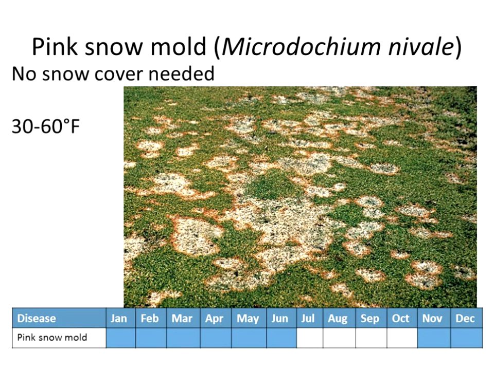The next thing I wanted to mention is something called pink snow mold. This is a different kind of snow mold. You don't actually need snow cover for this to be a problem. It likes cool temperatures, so 30 to 60 degrees Fahrenheit, and it likes lots of water. So when you have springs with cool temperatures, lots of rain, and your lawn might not be draining very well, that's where pink snow mold typically becomes a problem.